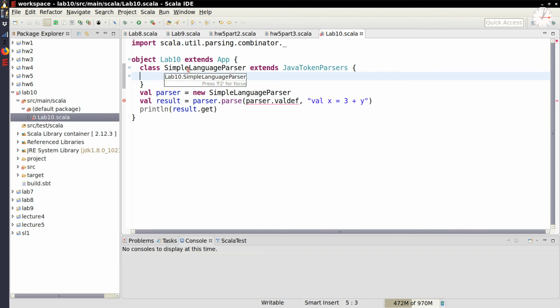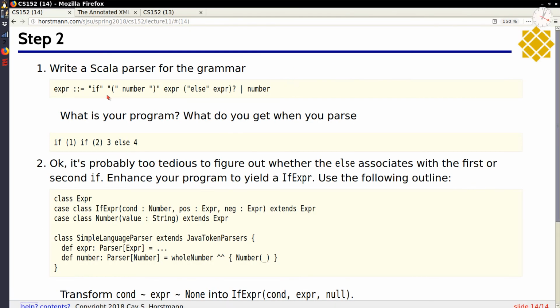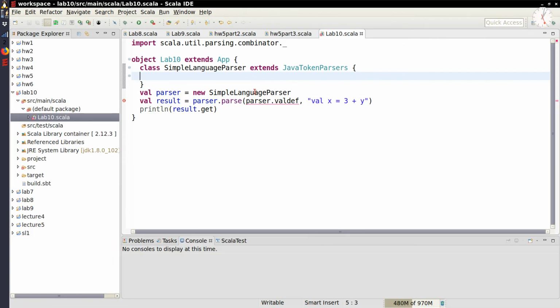And now I'll demo how to do the second part. So we're asked to put together a parser for this grammar here. So then let's turn this into Scala. So it's a def, it's a function. And now we need to put squiggles everywhere.